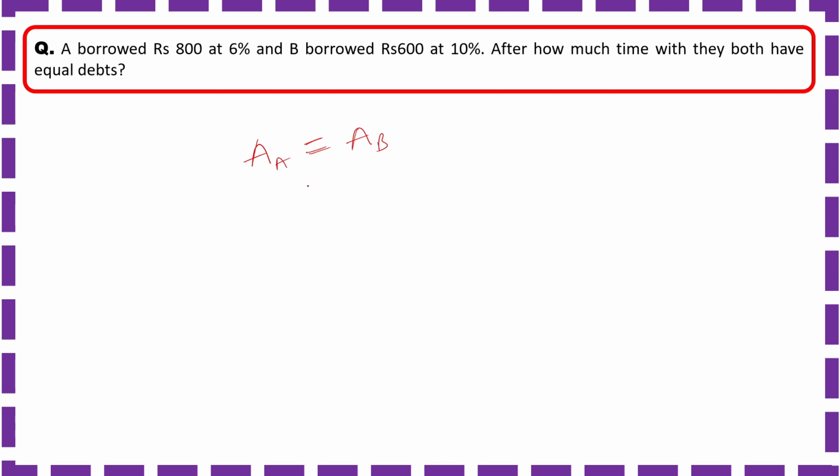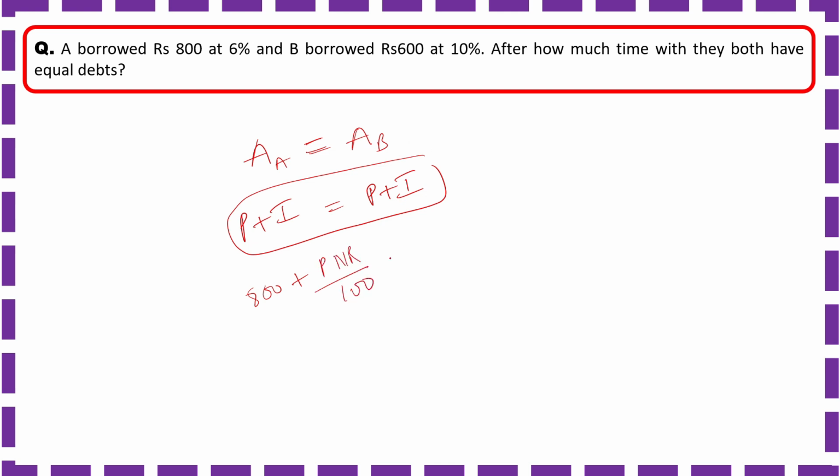This is the question. We know amount is a combination of principal and interest, right? So this is the equation: amount is equal to principal plus interest. What is principal in the first case? It's 800, and interest, as it is simple interest, is PNR by 100. And the principal in the second case is 600, plus interest is PNR by 100.